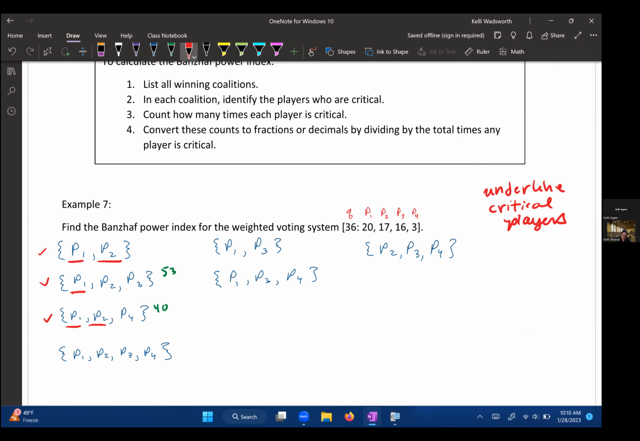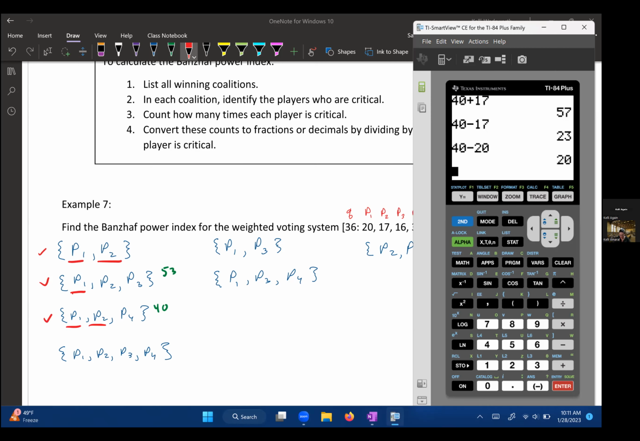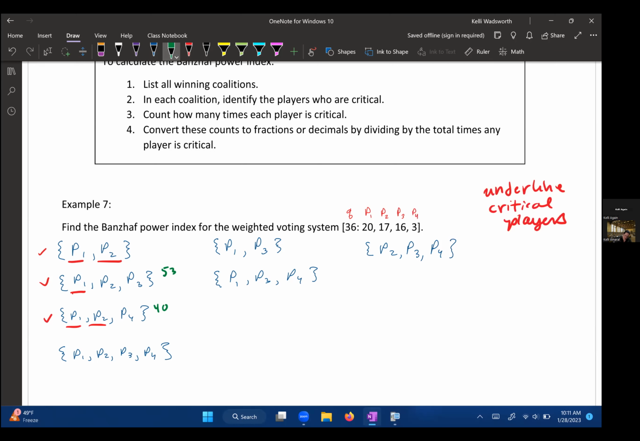What about 1, 2, 3, 4? The entire weight of the coalition. Oh, that's the thing I wanted to know at the beginning, so it actually does play a role here. I think it was 56. I'm going to add them together again just to make sure. 20 plus 17 plus 16 plus 3, that's 56. So the weight of this coalition is 56.